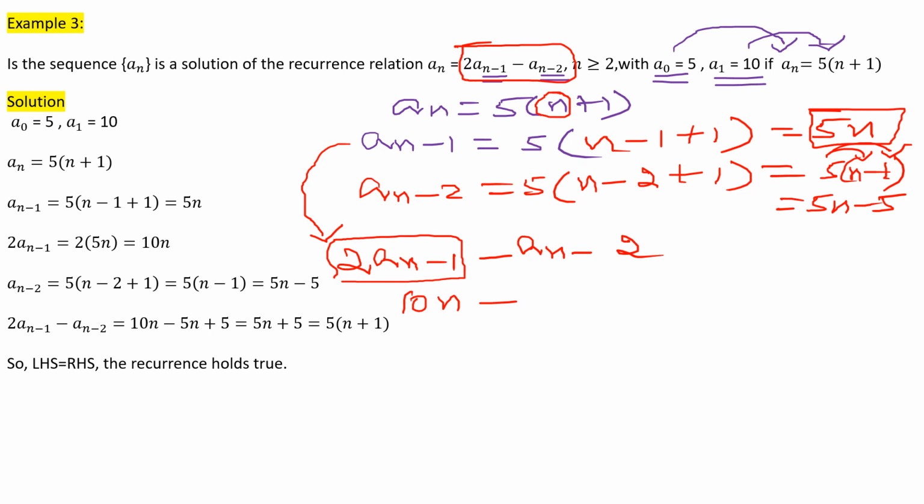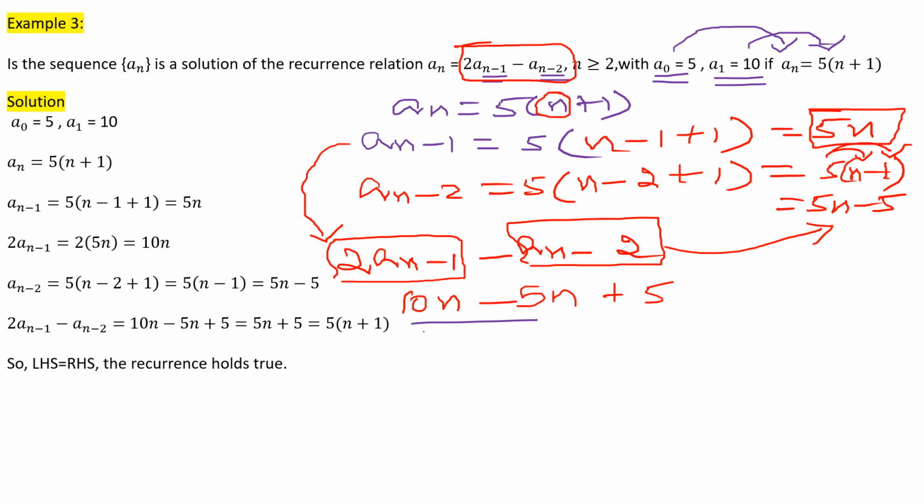Then I have minus a sub n minus 2. So this is my a sub n minus 2 answer. Remember, you have a minus sign outside. So I can write this as minus 5n. This minus 5 will change to plus 5. So we have 10n minus 5n plus 5.